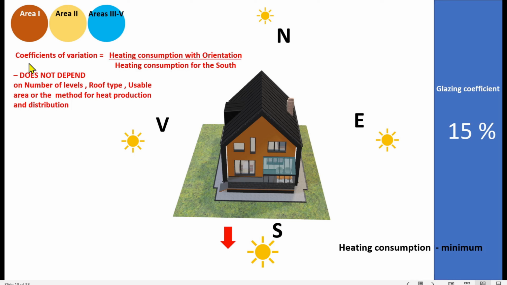We will see how the coefficients of variation, which is the ratio between heating consumption with orientation over heating consumption for the south, depend on climatic areas and do not depend on number of levels, roof type, usable area or the method for heat production and distribution.